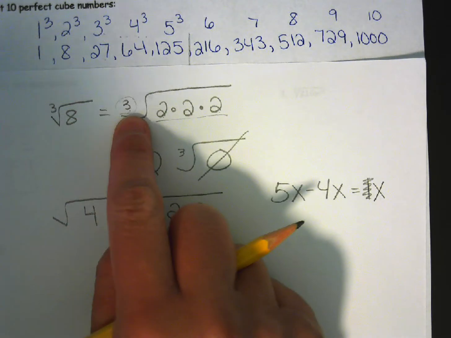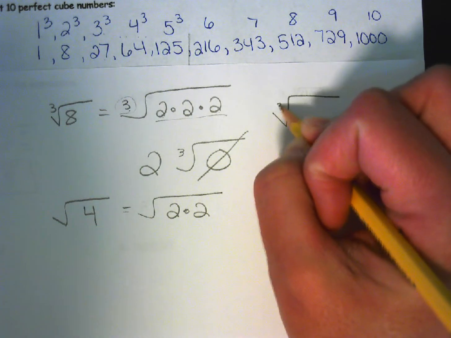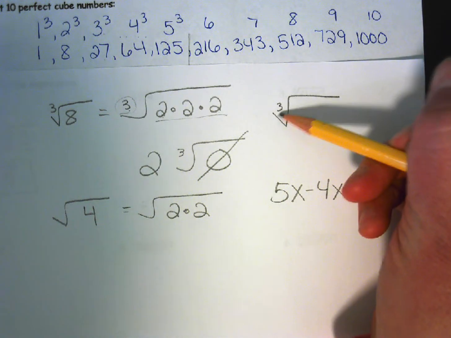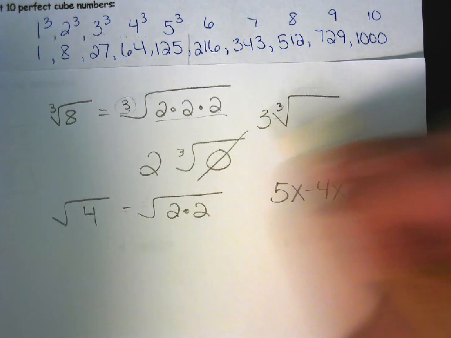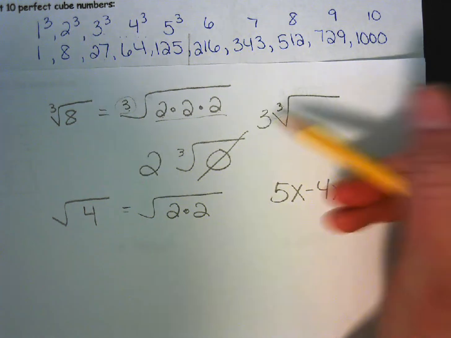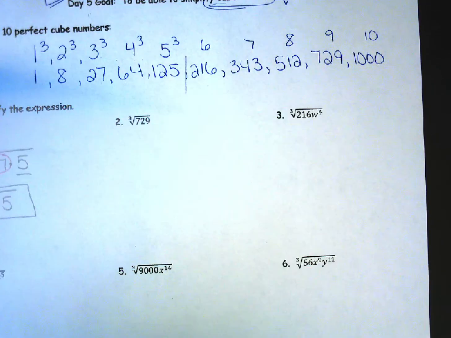But we do need it with the cube. And it's supposed to go in between the little check mark thing. So it kind of is small and it's in between there. We don't want to write it out front because that means 3 times. So we want to make sure that we're putting it in the right location, okay? So let's take a look at the next one.